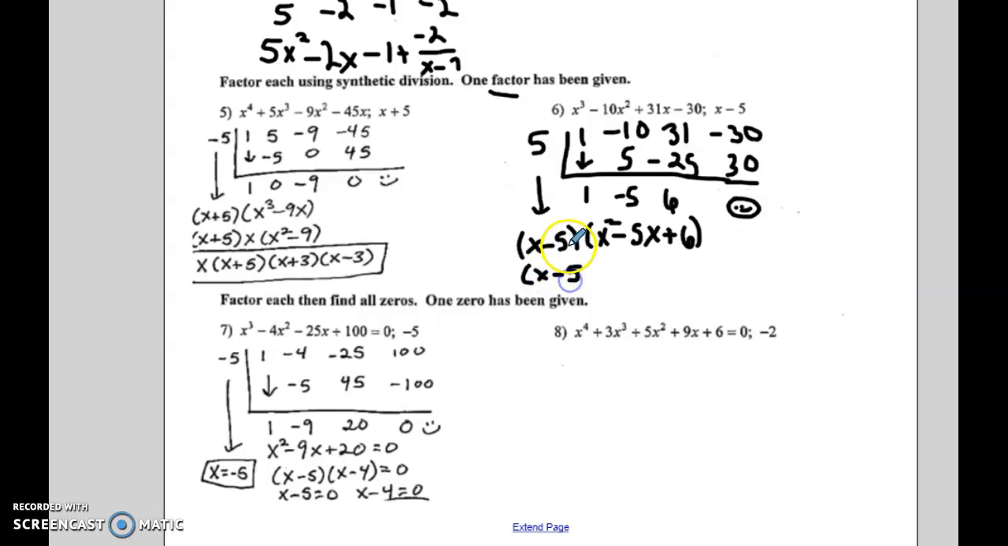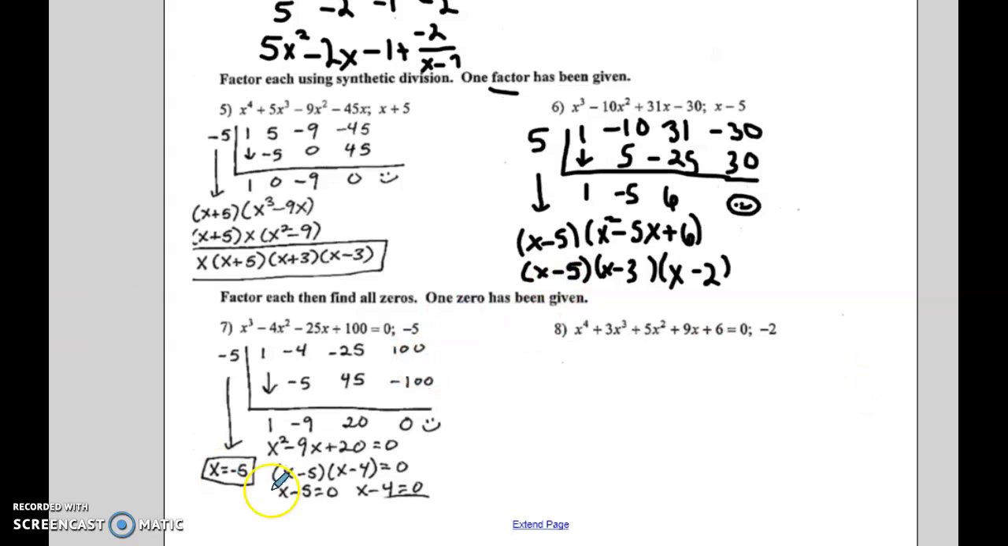So my final answer, there's just my same x minus 5. This one's going to factor. x and x come first, the only way to get x squared. And two numbers that multiply to 6 and add to negative 5, well, that's negative 3 and negative 2. So there's my final answer.